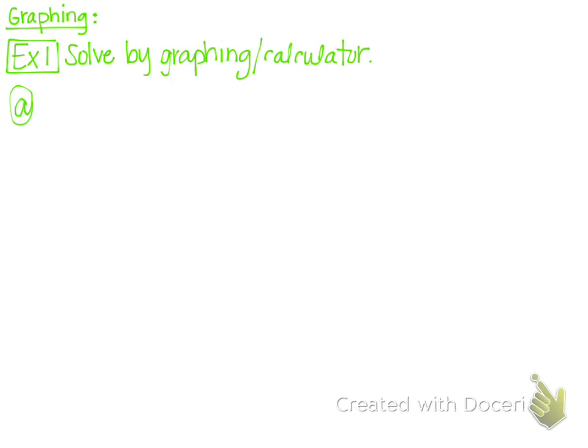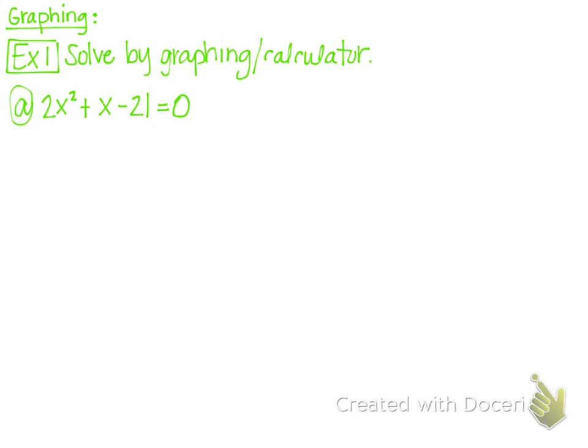So the first one we're going to look at is 2x squared plus x minus 21, and that's equal to 0. Now, if you want to use the graphing piece, you go to your y equals, and you're going to type in that function, press graph, and when you take a look at it, we're going to see that we've got 2 solutions because it crosses the x-axis twice.